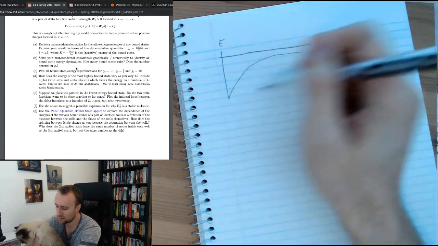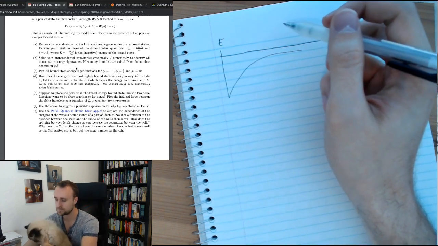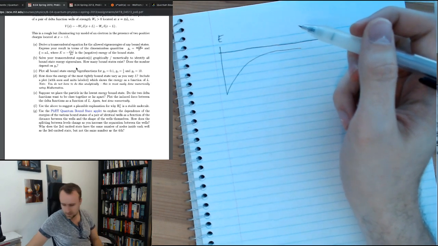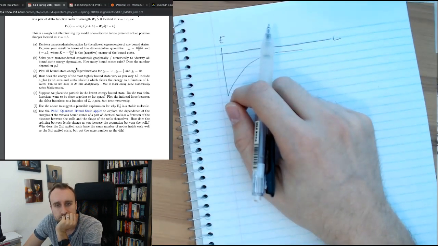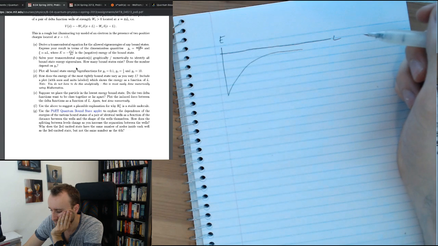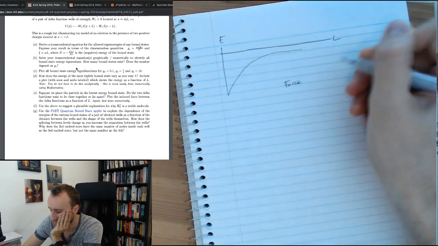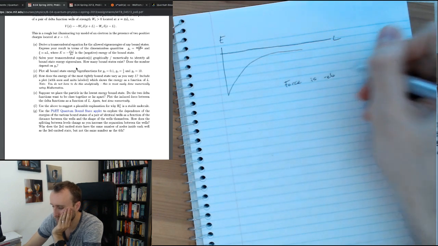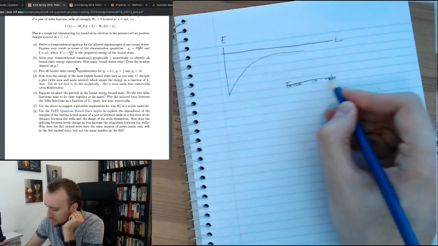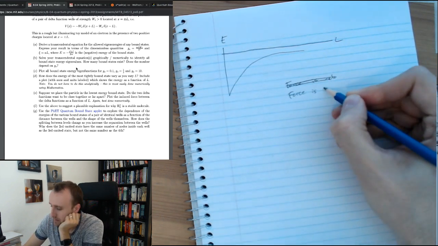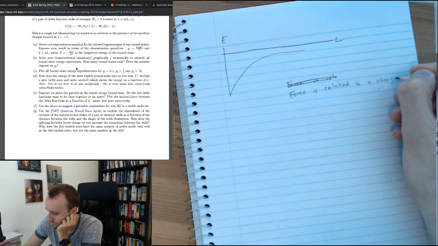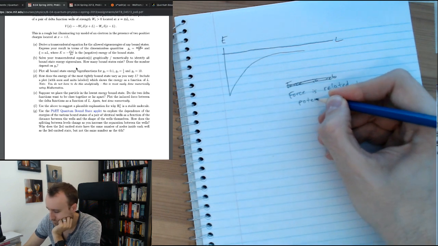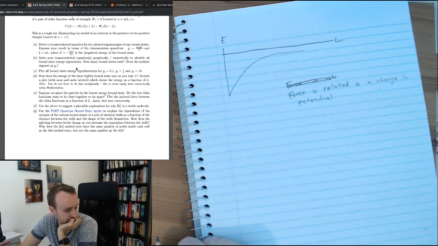So, can we get a force from this gradient here, or this change in potential? How do we calculate that? So force is related. Oh, I should use this pencil. This is my mark. Force is related to a change in potential. So, what is the change?